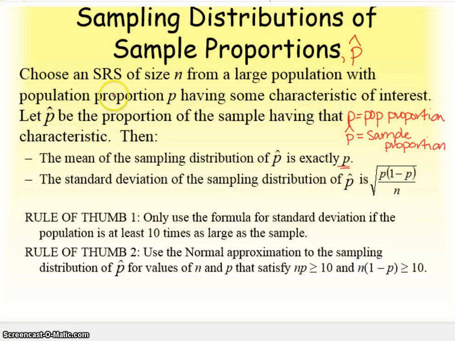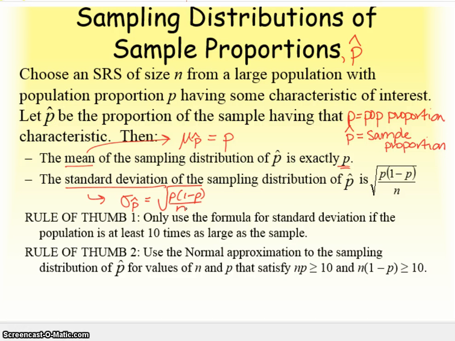So the mean of the sampling distribution, that would be mu, so the mean of all the p hats. So the mu of p hat, the mean of all the p hats, is going to be p, which is the population proportion. Then the standard deviation of all the p hats, the standard deviation of the sampling distribution, we'll use sigma p hat, is going to be P times 1 minus P over N square rooted.